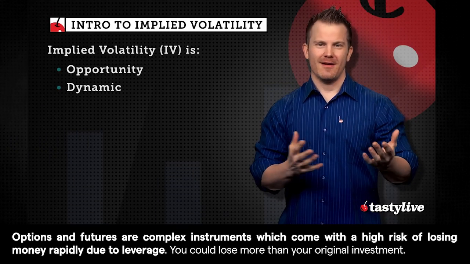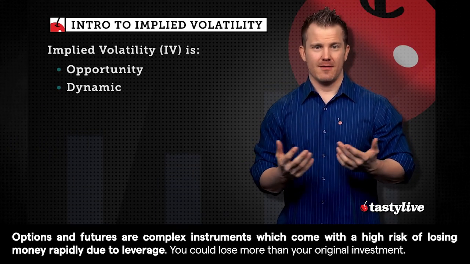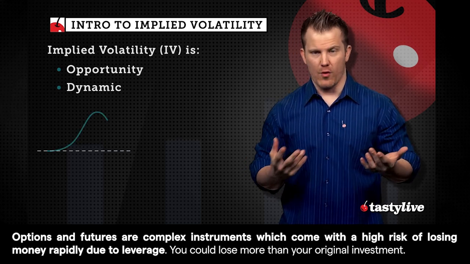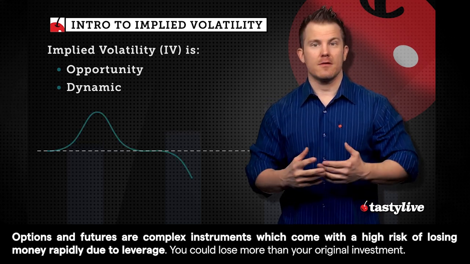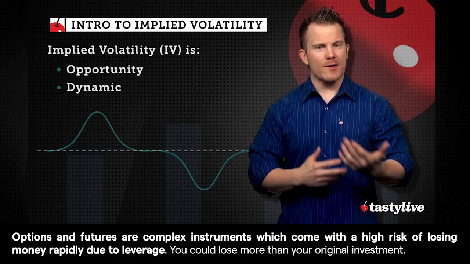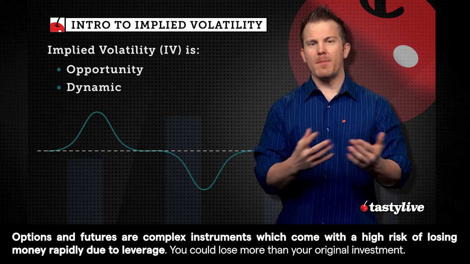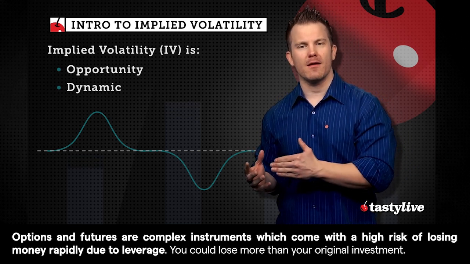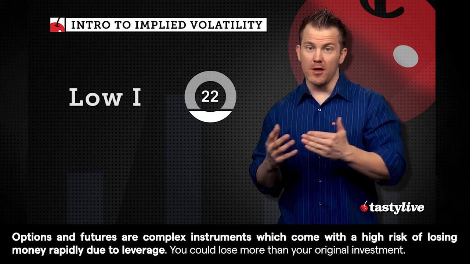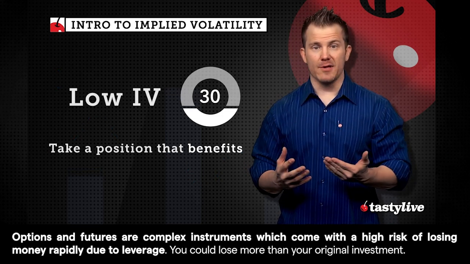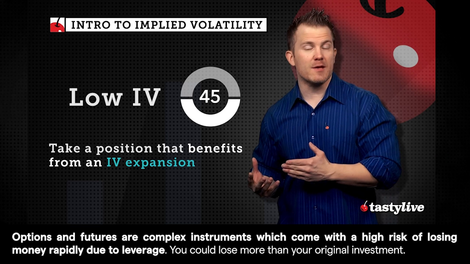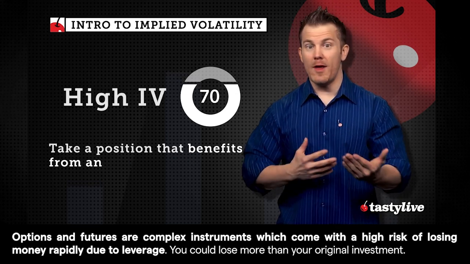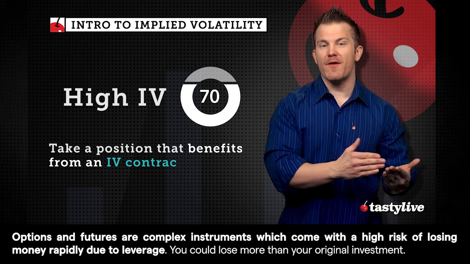As traders, we see IV as opportunity. You see, IV itself is dynamic. It rises or expands, and it falls or contracts. As we'll talk about in a future lesson, we believe that IV has a tendency to revert back to its mean. Therefore, if IV is on the lower end, we might want to take a position that benefits from an IV expansion. If IV is on the higher end, however, we might want to take a position that benefits from IV contraction.